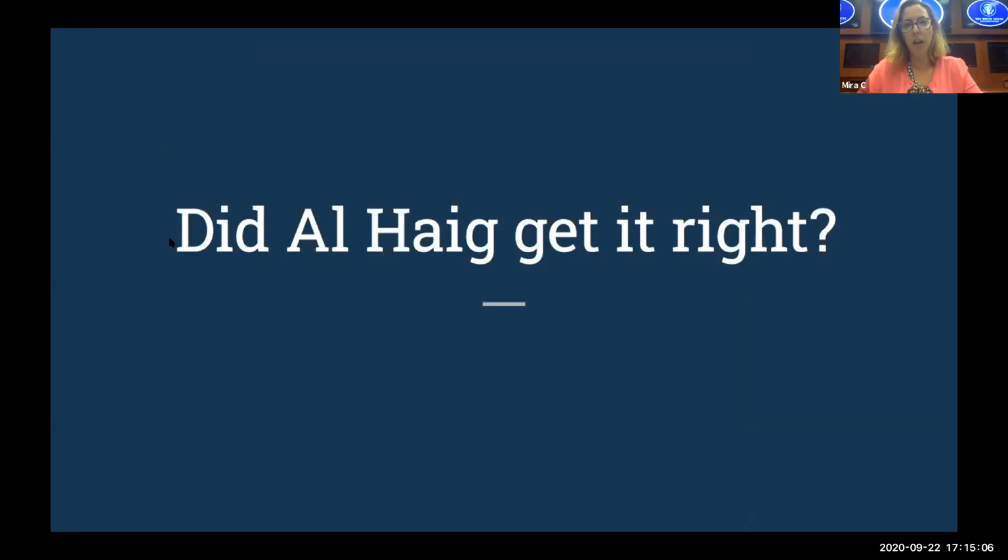Oh, first of all, I want to ask, did Al Haig get it right? No, he didn't at all get it right. He would have been actually fifth in line according to the Presidential Succession Act. He would have been fifth in line and even to get to that point, all sorts of constitutionally mandated procedures would have needed to have taken place, and none of that happened.